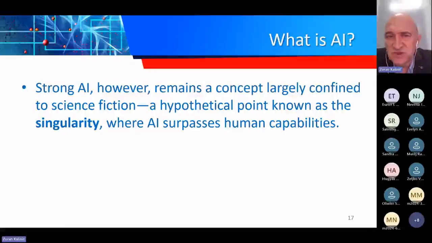About strong artificial intelligence, we have this concept that is called singularity. It's a hypothetical point where the artificial intelligence solution, by its capabilities, surpasses human capabilities. So that is the moment at which computers become as smart, or have the same abilities as we as humans have. We don't know when it will come or if it will come.